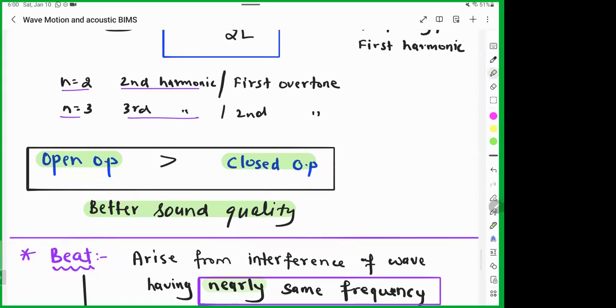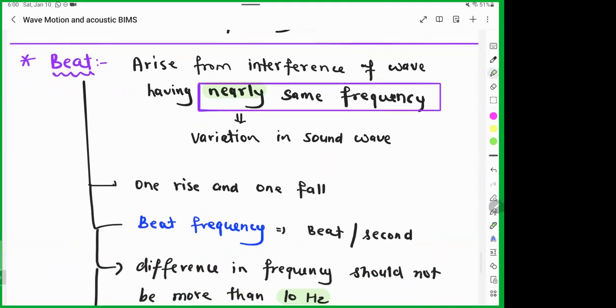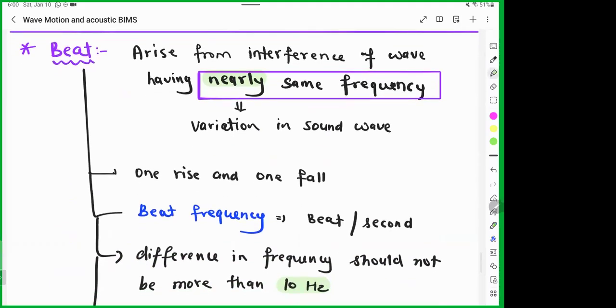Okay, any doubt? No, sir. Okay, then fine.